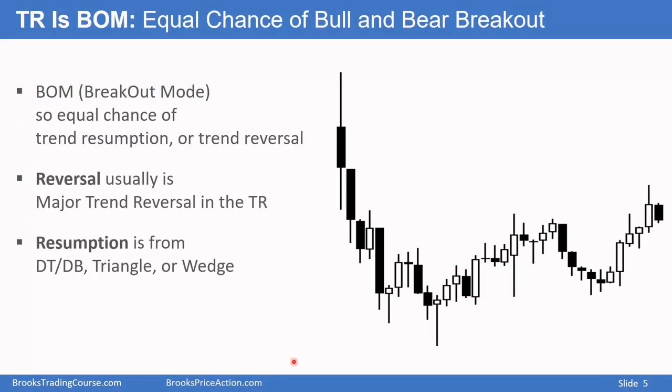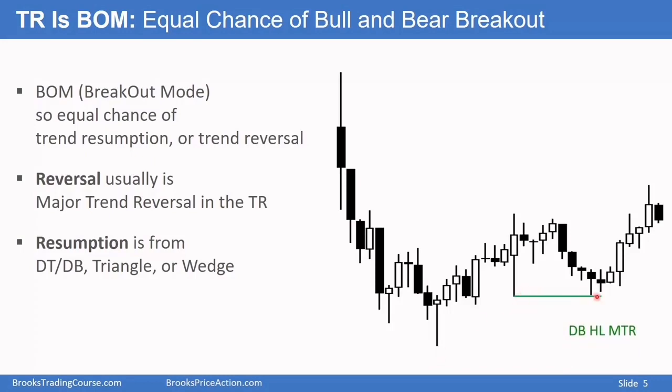Once the market has a pullback that grows to 20 or more bars, the chance of trend resumption equals the chance of trend reversal, and I call that breakout mode. If there's a trend reversal, it's usually a major trend reversal, like a higher low major trend reversal. If it's trend resumption, it could be a double top, or in this particular case, maybe a wedge bear flag, 3 pushes up, 1, 2, 3. It does not matter that the first push up of the wedge began before the final push down of the bear trend. That is very common.